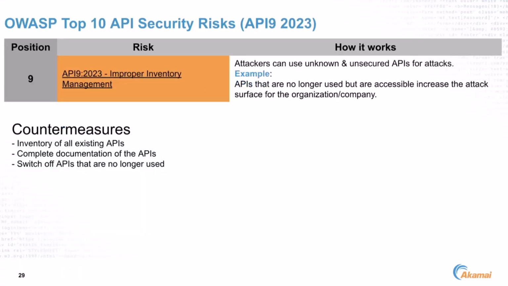API 9 is improper inventory management. APIs keep evolving with new versions released periodically. The challenge is where old versions of the same API are forgotten, not being used anymore, but still accessible from the internet. Attackers can exploit these old API endpoints, assuming older versions have less security controls and monitoring.